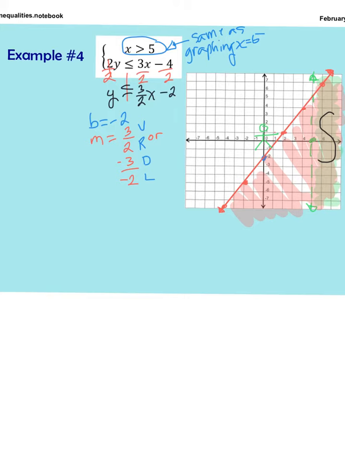So that if you pick any ordered pair in this double shaded region, it will make both inequalities true. So nothing on the dotted line will make it true, but you could choose an ordered pair on this solid line or anything in this double shaded region. Let's continue.